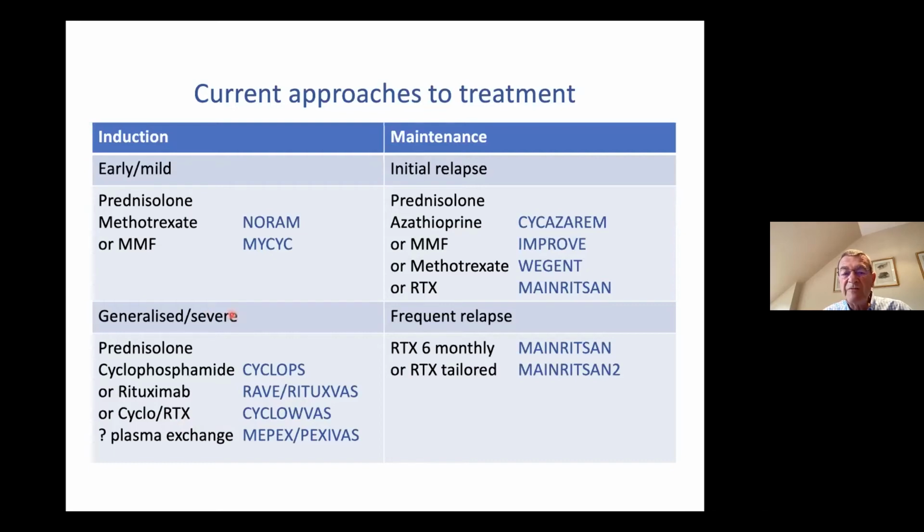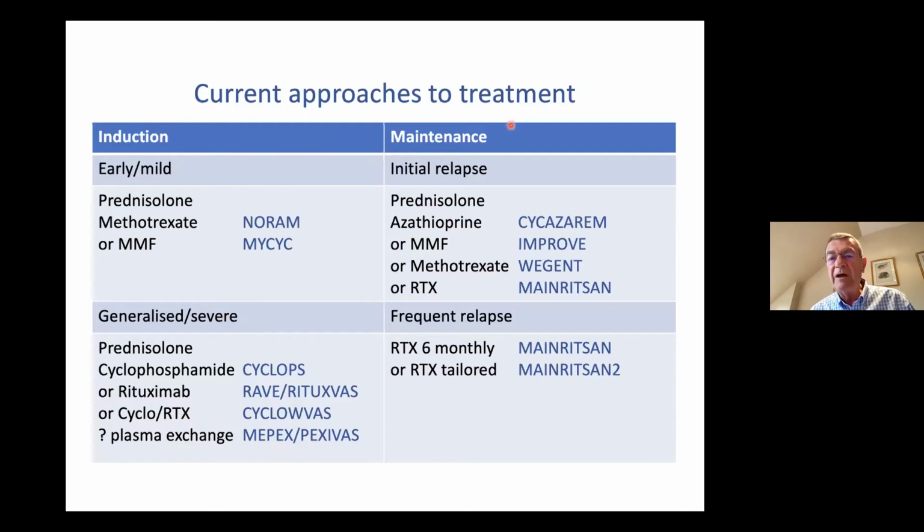And for patients with severe kidney failure or lung hemorrhage, you would have to consider whether to introduce plasma exchange. The MEPEX study showed a significant benefit of plasma exchange in recovery of kidney function. PEXIVAS did not show a benefit in the combined outcome, but the meta-analysis, you'll remember, did suggest that plasma exchange was beneficial in recovering kidney function.